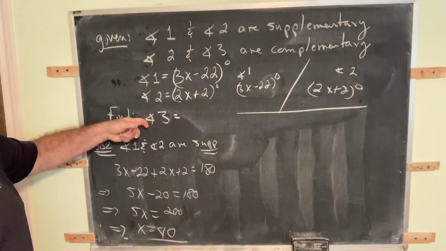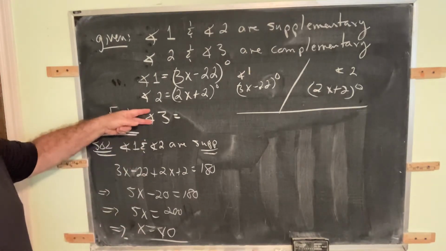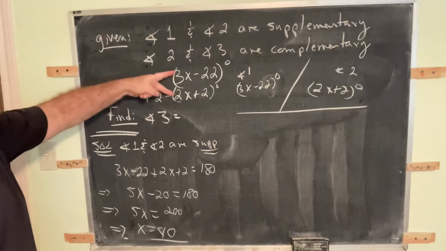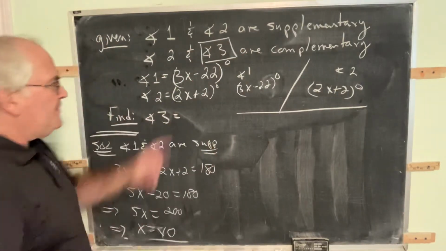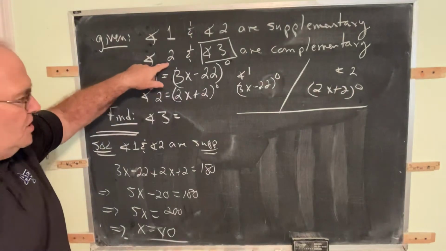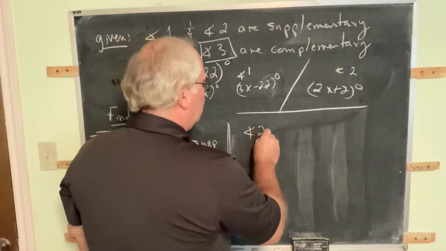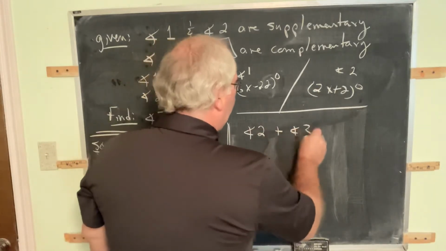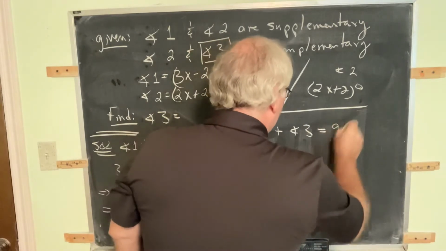We're asked to find the measure of angle 3. Well, how are we going to find the measure of angle 3? How does this help us? Well, one thing we could do is find these other pieces, but notice, the only thing we know about angle 3 is that it is complementary to angle 2. So the measure of angle 2 plus the measure of angle 3 must equal 90.